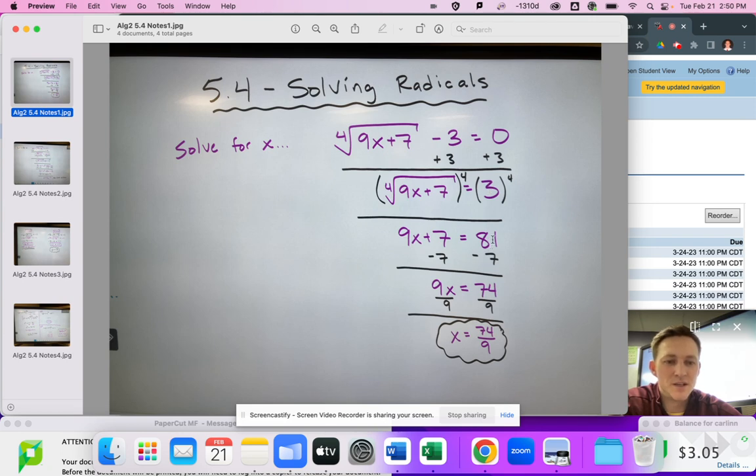And now from here, it's just an algebra 1 problem. So we're trying to get x by itself. We subtract the 7, we divide by 9, we have a fraction. Big whoop. Okay, it's okay to have a fraction. All right.